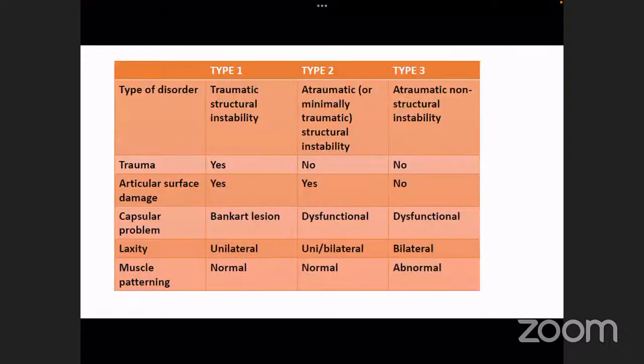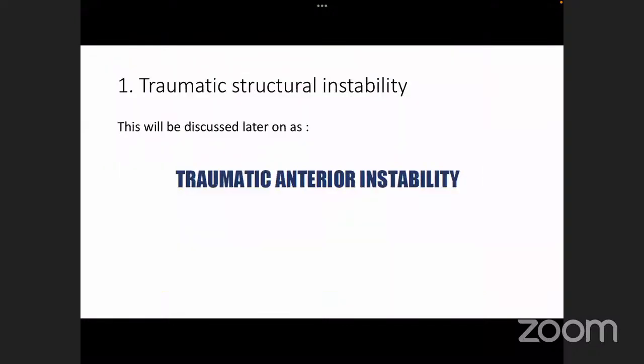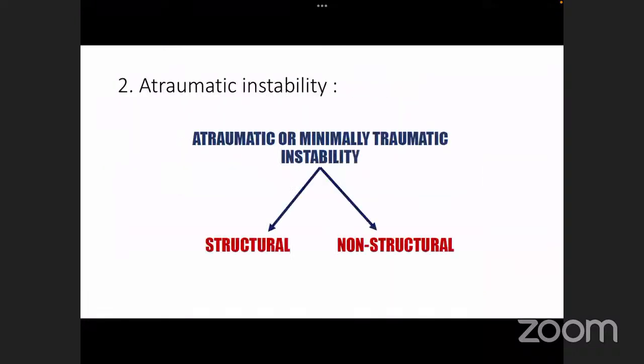So this table is very important. As you can see here, type one is traumatic injuries. Post-trauma, the articular surface is normally damaged and you have a Bankart lesion, but the muscles are normal. In type two, you have an atraumatic injury. The dysfunction will be mainly in the capsule, and the laxity will normally be either uni- or bilateral. In type three, the habitual dislocators, teenagers who dislocate their shoulder just to have fun, normally we have a problem in the muscles. In this category of patients, it's not preferable to go to surgery first and you have to concentrate only on rehabilitation.